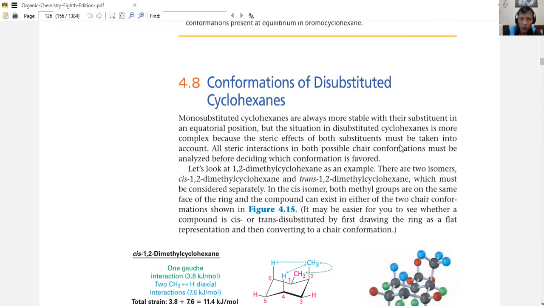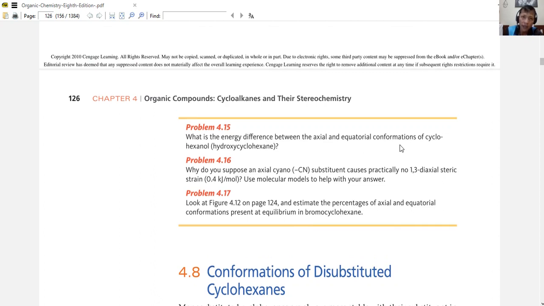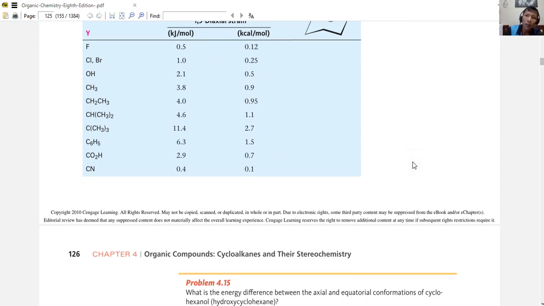And then you have conformation of a disubstituted, meaning you have already two types of groups. The first one is monosubstituted, meaning on that normal cyclohexane, you have one other grouping. For the first one, you have a fluoro grouping, the second is a chloro, and a bromo, which are somewhat similar. And then how about if that one grouping is an OH? So what are the steric strains? So that is a monosubstituted.